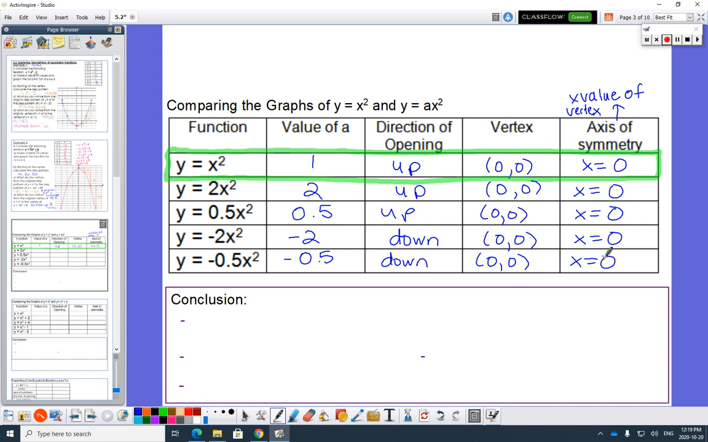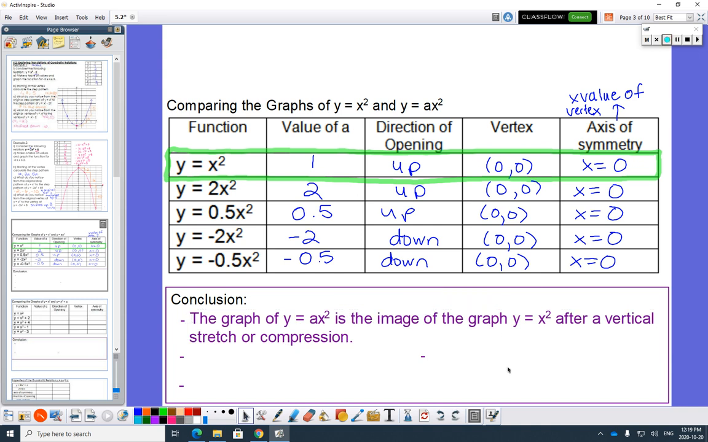So what happens when you have a change in A value, you're going to change the step pattern. So again, one of the things you're going to have to do is write whether it is vertically stretched or vertically compressed.